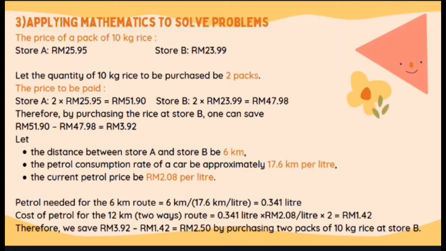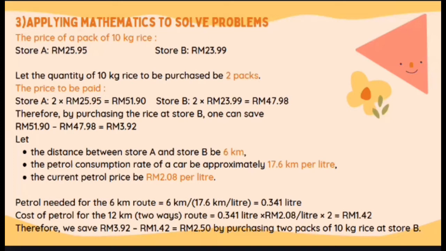The price of a pack of 10 kg rice at store A is 25 ringgit 95 cents and at store B is 23 ringgit 99 cents. Let the quantity of 10 kg rice to be purchased be 2 packs. So the price to be paid at store A is 51 ringgit 90 cents. At store B is 47 ringgit 98 cents. 51 ringgit 90 cents minus 47 ringgit 98 cents equals 3 ringgit 92 cents. Therefore, by purchasing the rice at store B, one can save 3 ringgit 92 cents.